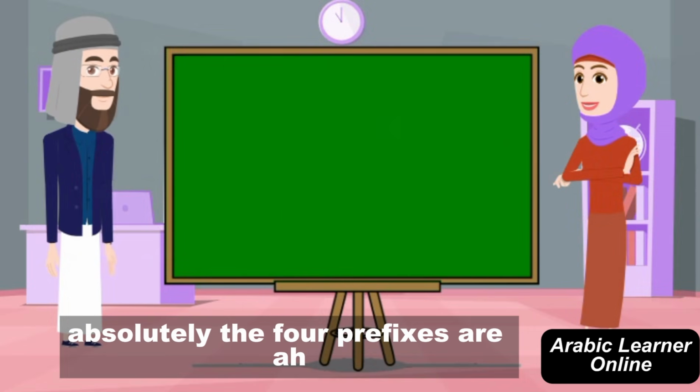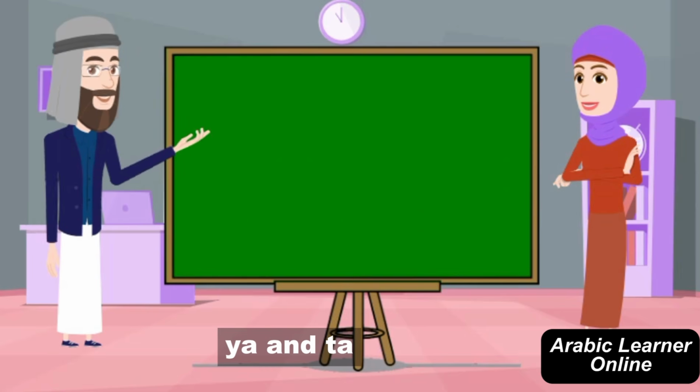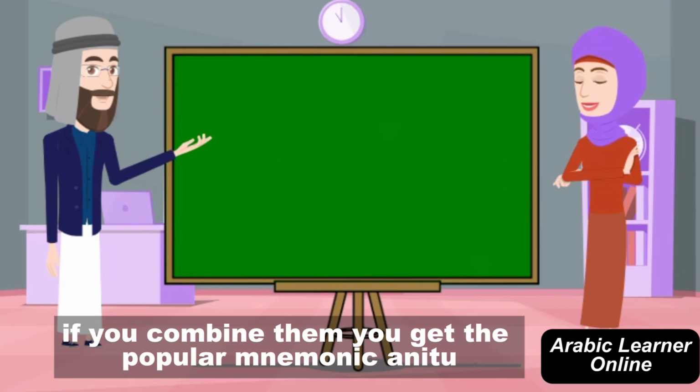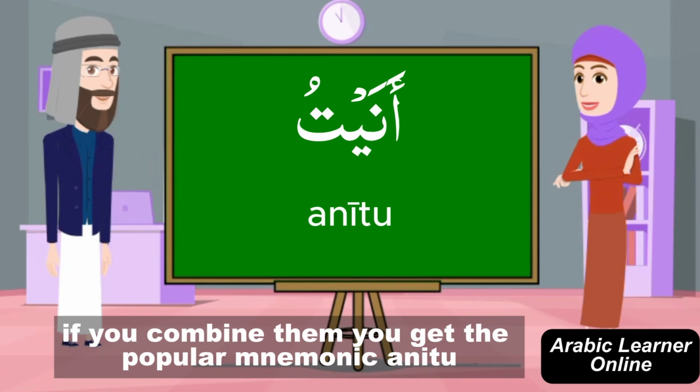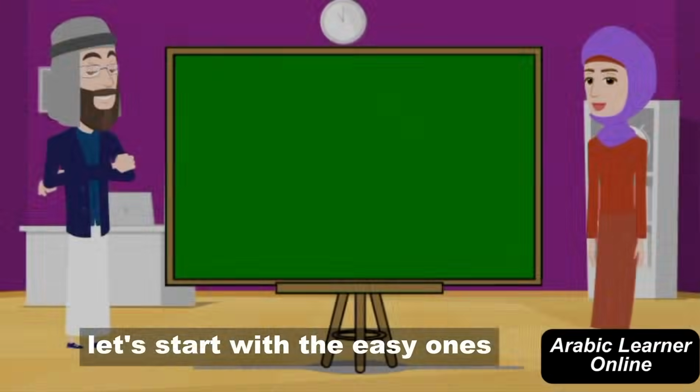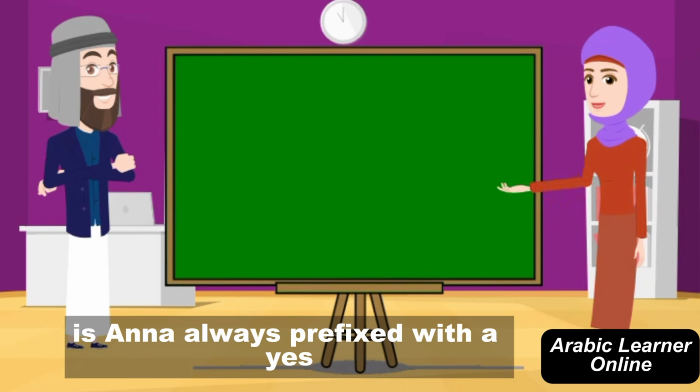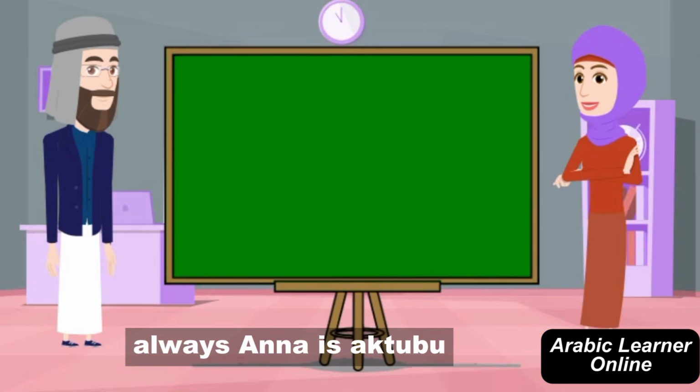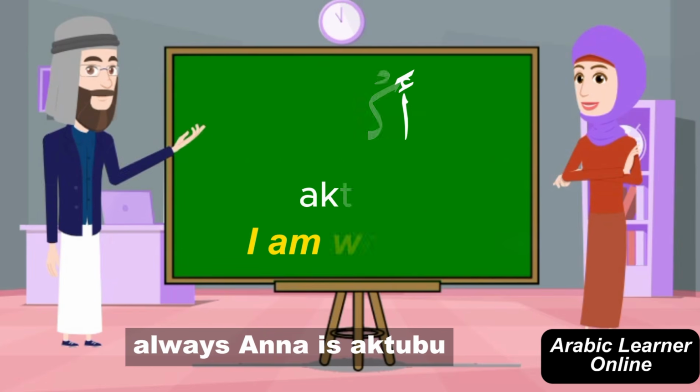Absolutely. The 4 prefixes are a, na, ya, and ta. If you combine them, you get the popular mnemonic, ANITU, ANITU. These 4 letters are the only way to start a present tense verb. Let's start with the easy ones. Is ana always prefixed with a? Yes, always. Ana is aktubu, aktubu.